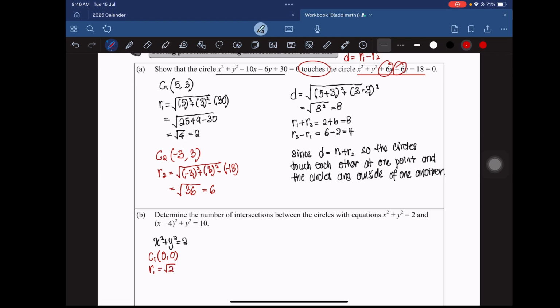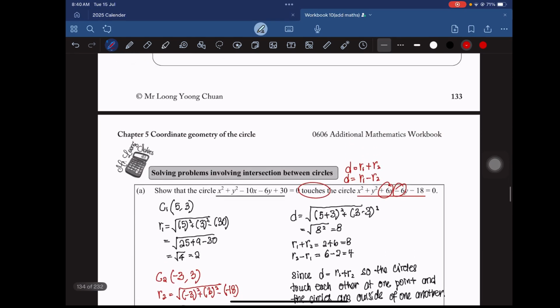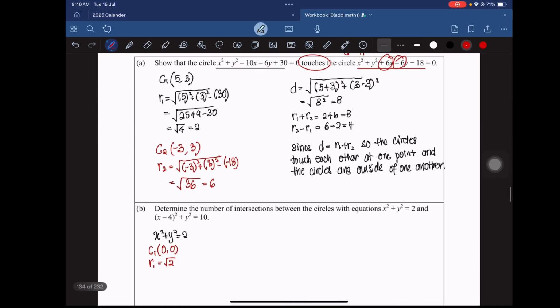Now, how do I look at this? Remember that we have two ways of looking at the equation for a circle. One is the expanded form. The other one is the original form, which is x minus a squared plus y minus b squared equals r squared. So r squared is equal to 2, so r is equal to the square root of 2.